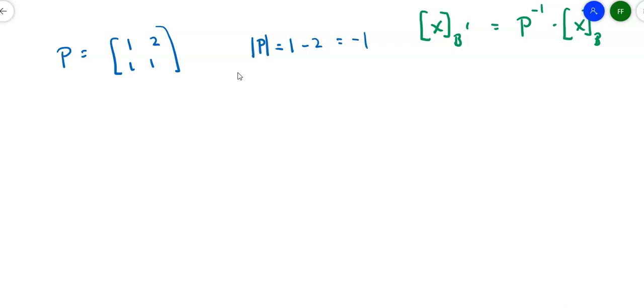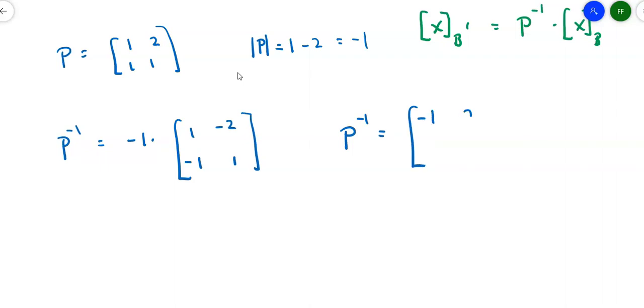And then what do you do? You switch the ones and the ones. Well, all right, this looks a little silly. So it'll be 1 over the determinant, so -1. Switch the ones and the ones, and then negate the other two. So -2, -1. Multiply that out, and P inverse will end up being -1, 2, 1, -1.